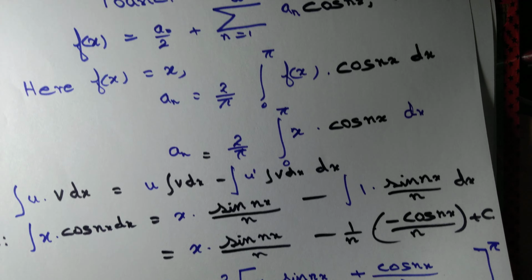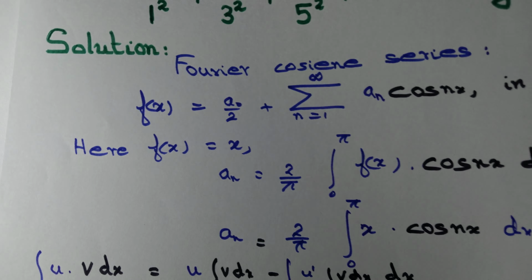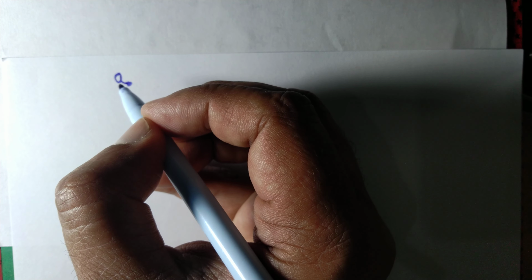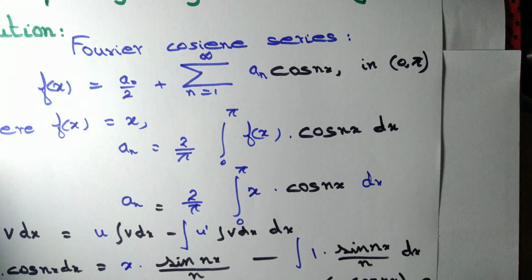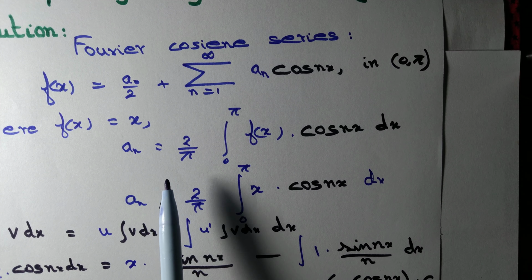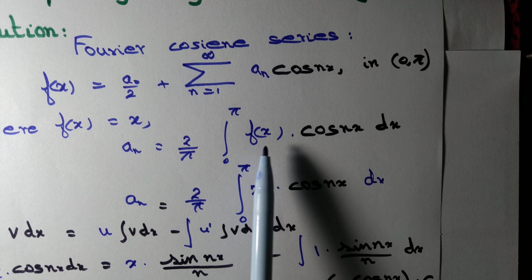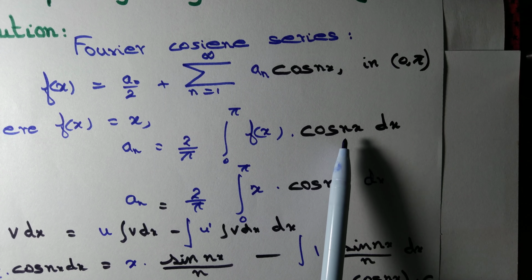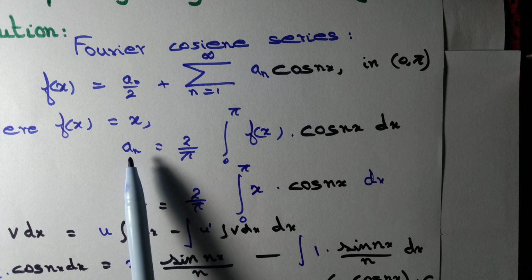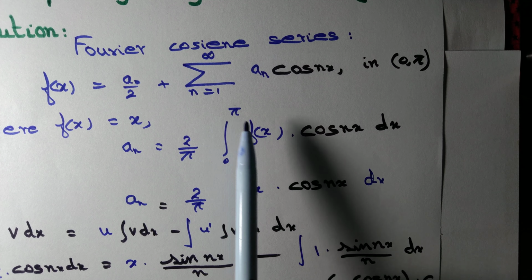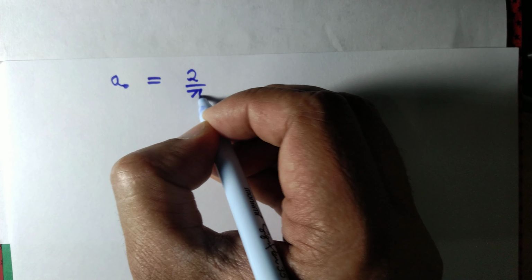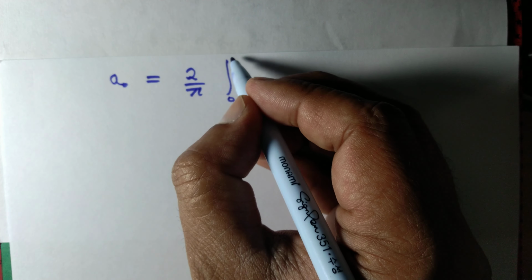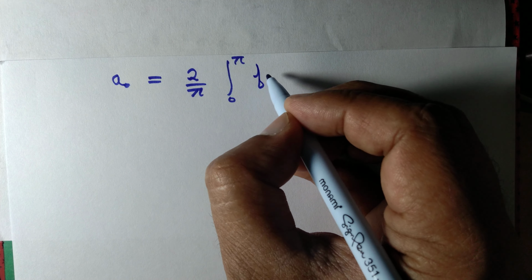Let's do it now. a0, now the formula remains the same. a0 is given by 2 by pi integral 0 to pi f(x) into cos nx dx, but n is 0, cos 0 is 1. So a0 is 2 by pi integral 0 to pi f(x) dx.